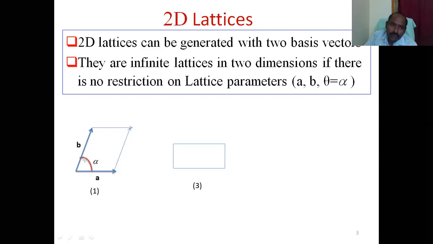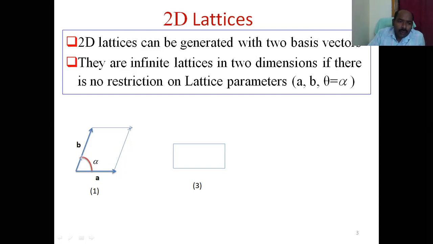If we fix the angle, we have only three lattice parameters. If we fix a particular angle, and A and B are not equal, for that fixed angle we get this type of shape. We can say it is a parallelogram. Okay. So that is one lattice type. We can also call it an oblique lattice.